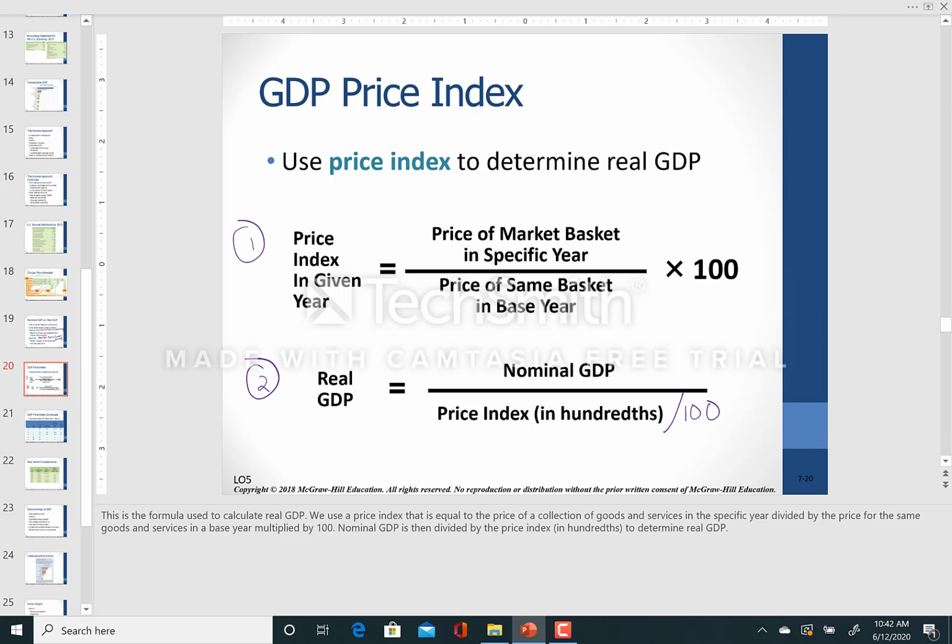So doing some cross multiplication, some adjustments, I get another formula for the price index, and the price index is equal to nominal gross domestic product. I divide this by real gross domestic product, then I will multiply the whole thing by 1 times 100.